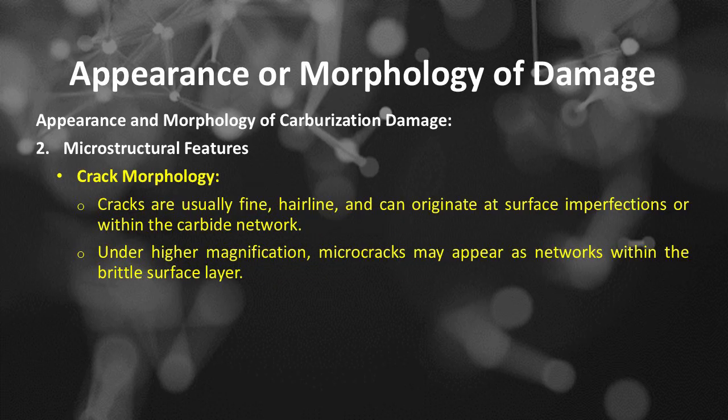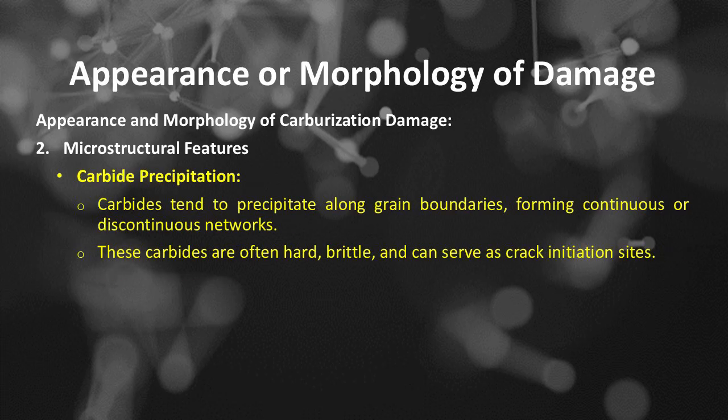The fourth of microstructural features is crack morphology. Cracks are usually fine, hairline, and can originate at surface imperfections or within the carbide network. Under higher magnification, microcracks may appear as networks within the brittle surface layer. The fifth of microstructural features is carbide precipitation. Carbides tend to precipitate along grain boundaries, forming continuous or discontinuous networks. These carbides are often hard, brittle, and can serve as crack initiation sites.